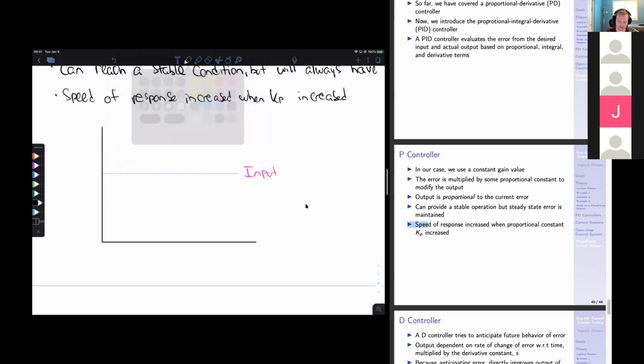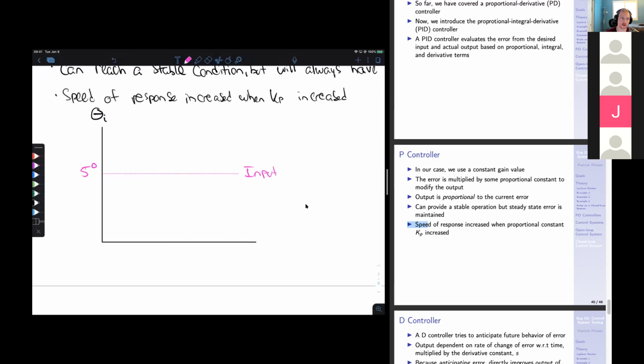Let's say that this is going to be theta. Okay, so theta I, that's the input. That's basically the roll angle that we have. So I want to reach that input. Let's say it's 5 degrees. So we want to reach that input.